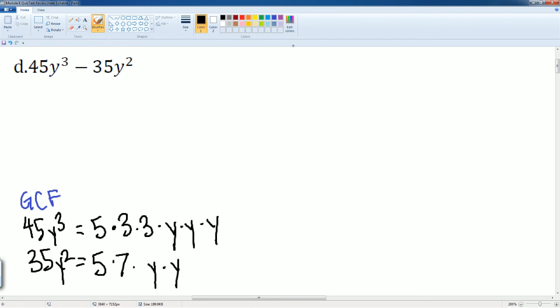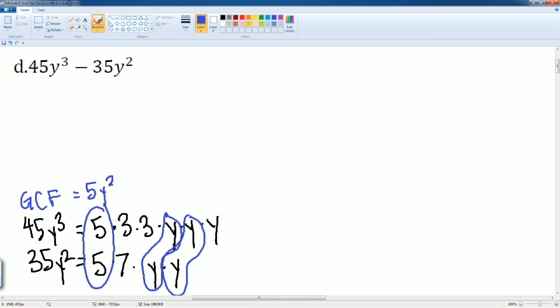Okay. The greatest common factor. Let's take a look. Well, they have a 5 in common. They have one pair of y's and then another pair of y's. So here the greatest common factor is 5y squared. So you can write 5y squared. Put the parentheses. We just have to figure out what's left.